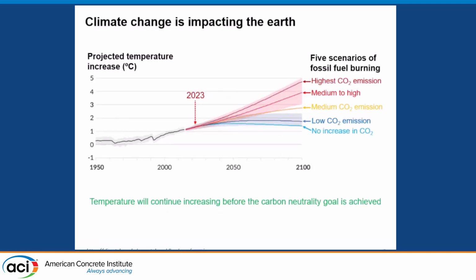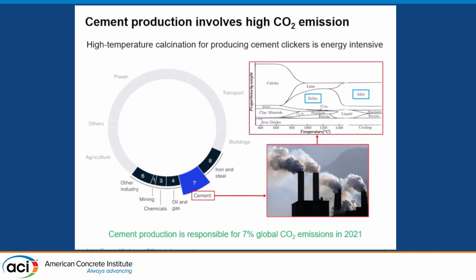So the general background problem for this study is that climate change is impacting the Earth, and the temperature will continue increasing if we don't bring down the carbon emission. Concrete materials have a high CO2 emission because some of the raw materials have a high carbon footprint, such as the cement. Cement production is responsible for around 7% of the global CO2 emission.